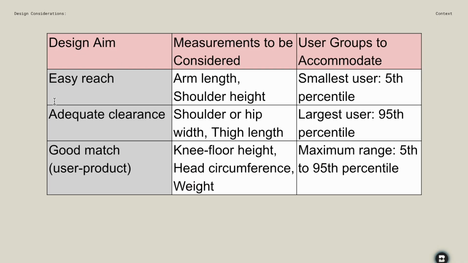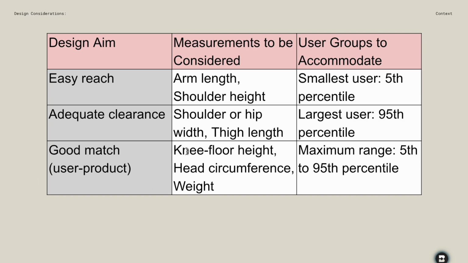So some design considerations we want to think about is easy reach. So we want to measure things like arm length and shoulder height. And we want to think about the smallest user, the 95th percentile. We want clearance. So this is shoulder or hip width or thigh length. And in this case, we're thinking about the largest user, which is 95th percentile. We want a good match to the product. So this would be, say, for instance, knee to floor height, head circumference, weight. And this, we might think about the maximum range of the 5th to the 95th percentile. That would be more of an adjustable kind of thing.